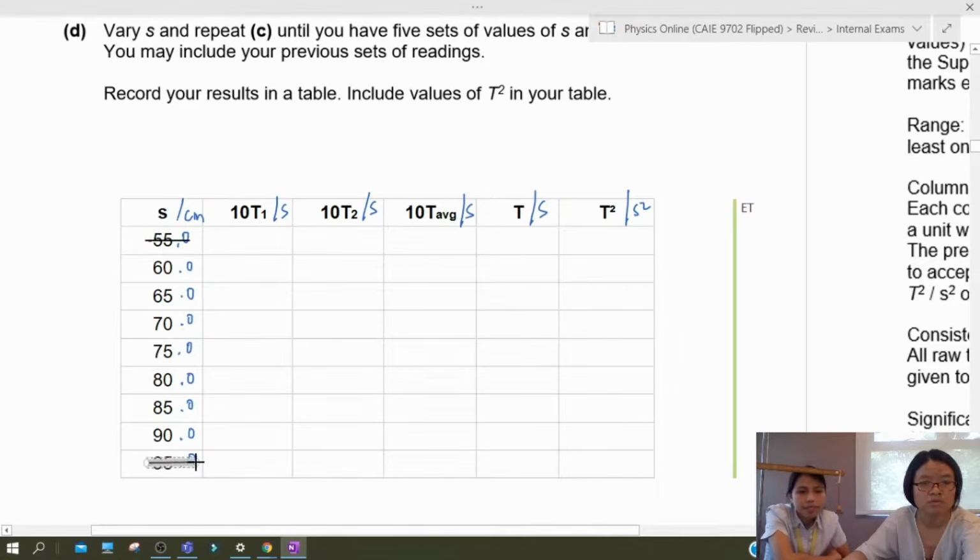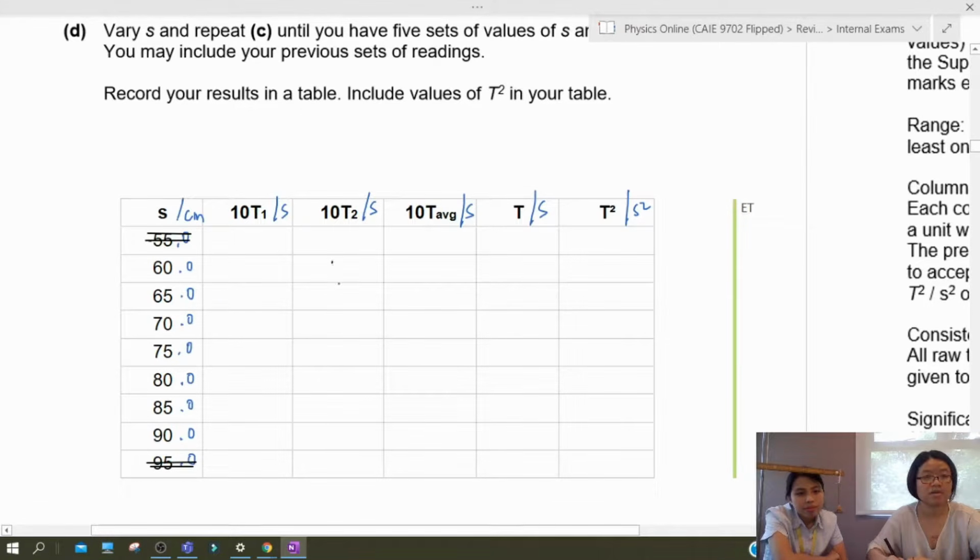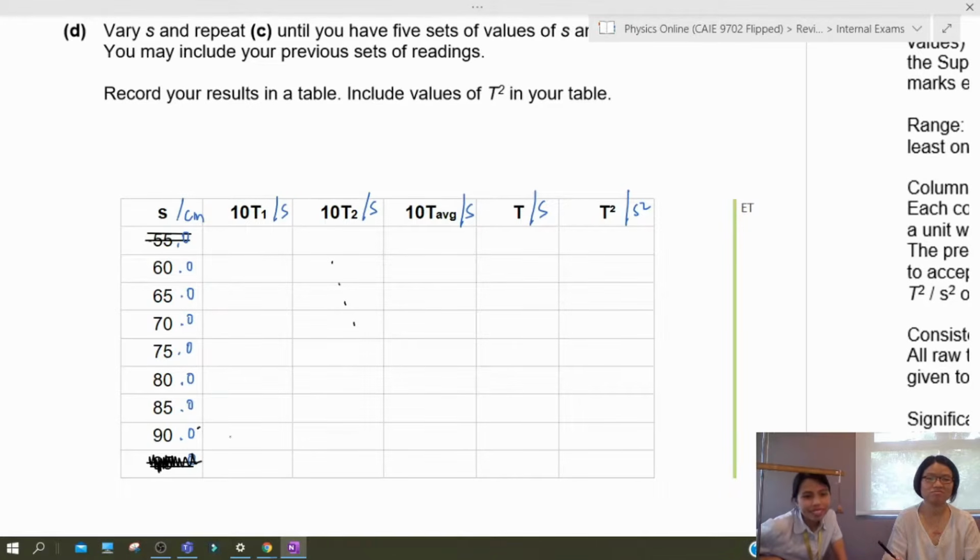You can cancel this one out this way. You can also use a double line. But I know people who cancel this way, which is not very nice. They cancel like this. Cannot see where my pen is. Don't cancel like this. It's very messy. Don't do it. Okay, so we got a whole range. I think we are set.